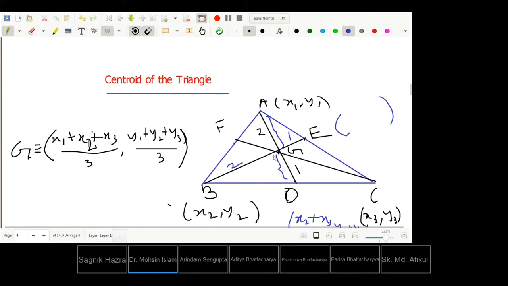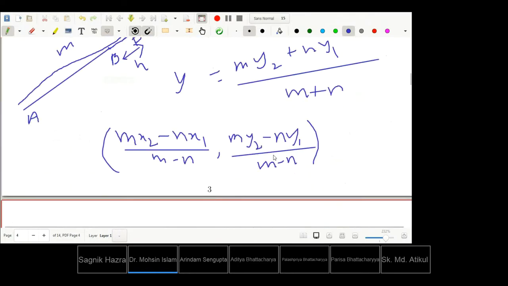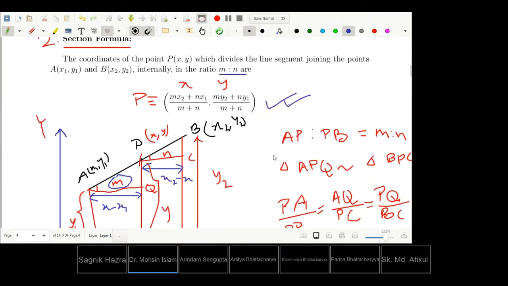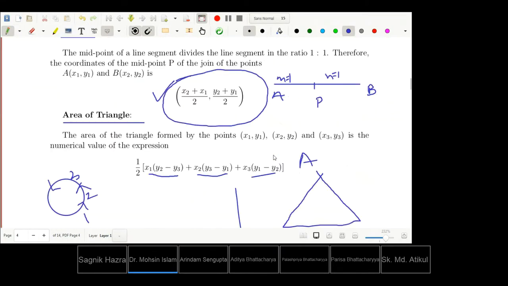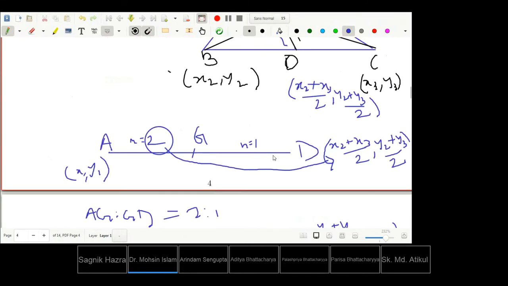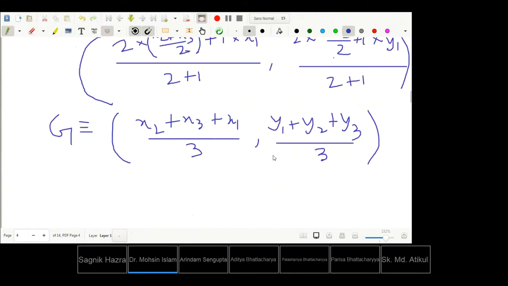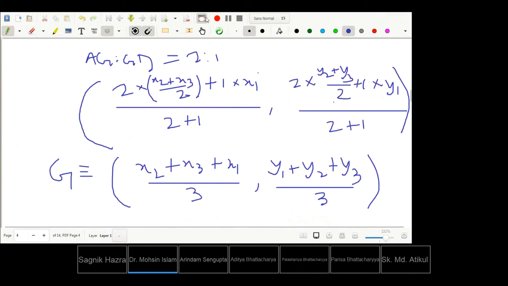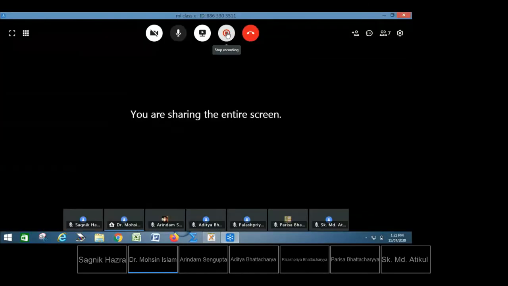So what is the centroid? The centroid is the coordinate where all the medians intersect. The point of concurrence of three medians is called the centroid of the triangle. Okay, so this is the theoretical concept of coordinate geometry, or Cartesian geometry. I will start the problems now. Before that, tell me if you have any questions.